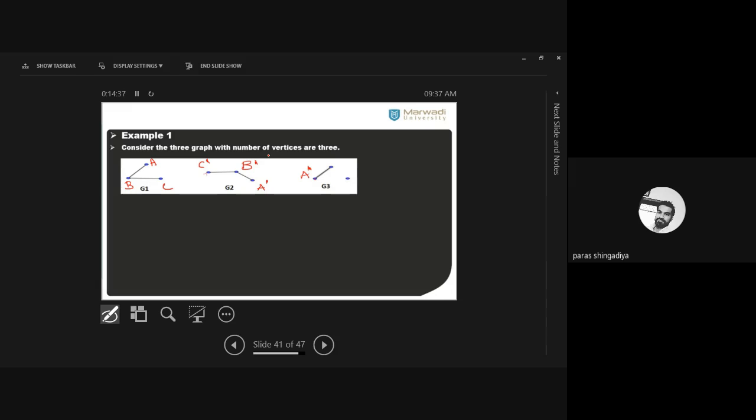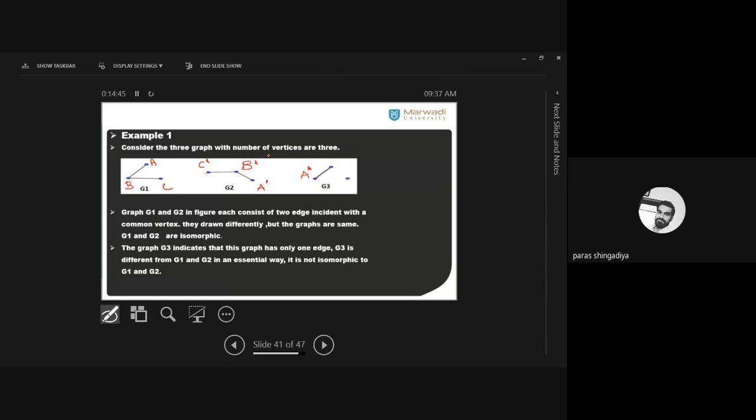Now check it for G2 and G3. That is the same result. That is also not isomorphic. Clear? So in this figure, G1 and G2 consist of two edges incident with A and a common vertex, and they are drawn differently, but the graphs are the same. So G1 and G2 are isomorphic graphs.